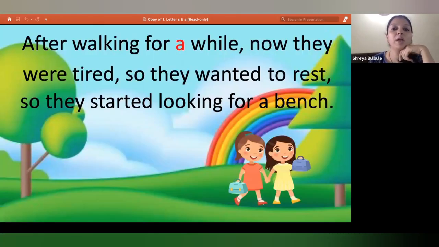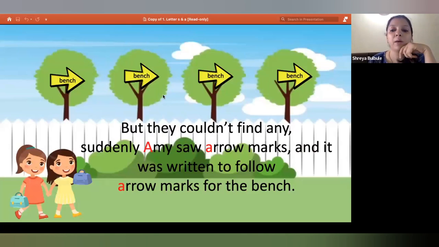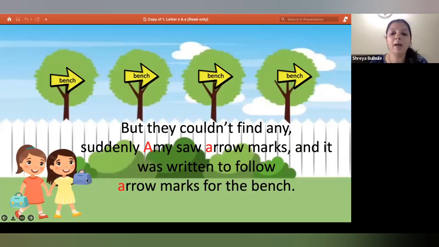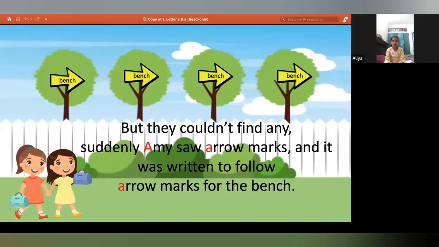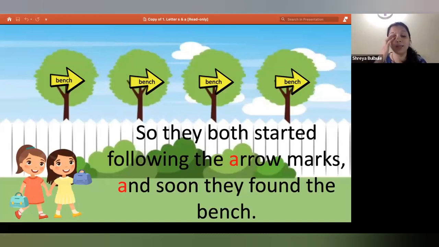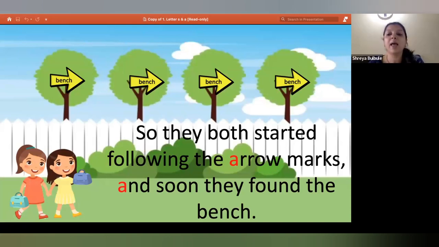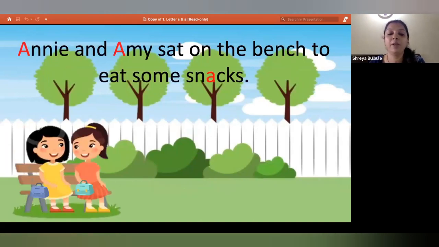Then what happens? After walking for a while, they were tired. So they wanted to rest. So they started looking for a bench. But they couldn't find any. Suddenly, Amy saw arrow marks and it was written to follow arrow marks for the bench. What did she see? Arrow marks. Can you see the arrow marks? It is written bench. So they both started following the arrow marks. And soon they found the bench.